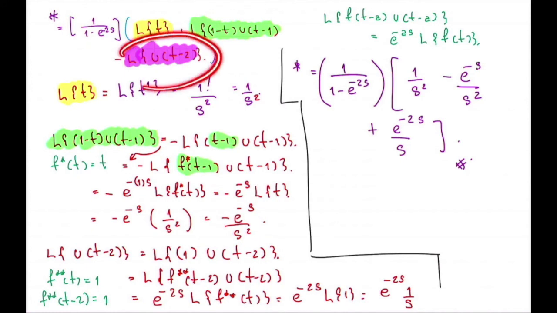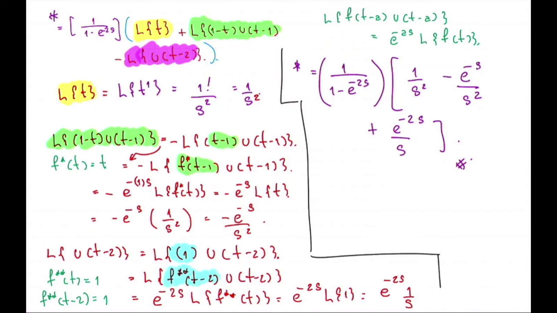Okay, the next one, this one is the same. We need to apply this theorem. Laplace transform of u t minus 2 is the same as Laplace transform of 1 times u t minus 2. But guys, if I define f double star to be 1, so f double star t minus 2 is 1 as well, right? F double star of anything is 1. Make sense? So I can change this 1 here to f double star t minus 2.